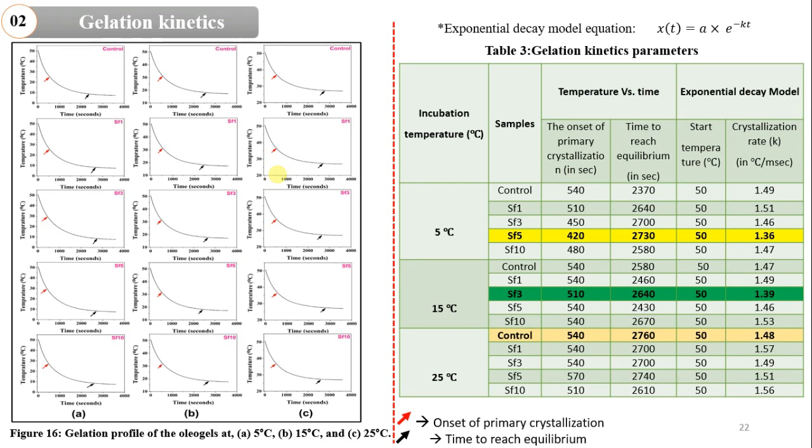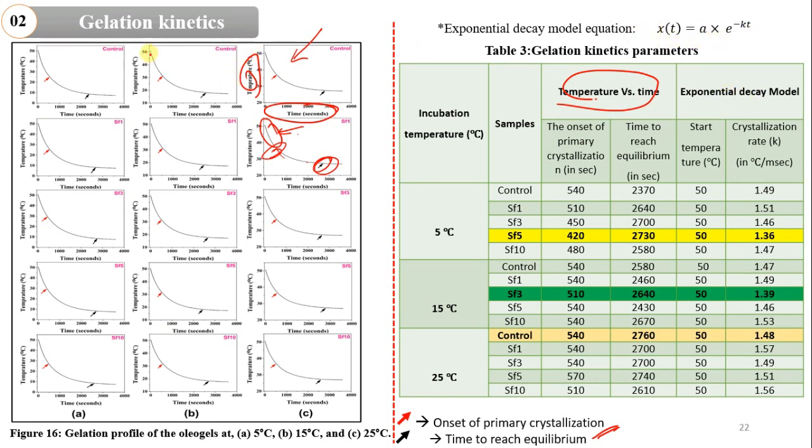So the gelation kinetics, if you see, we are getting this temperature versus time graph that we already discussed previously, and the temperature would also be saved. From here we can get information about at what time the crystallization starts. The initial phase would be the nucleation phase. After the nucleation phase, the crystallization starts, and then we get to the point where we have reached an equilibrium stage.